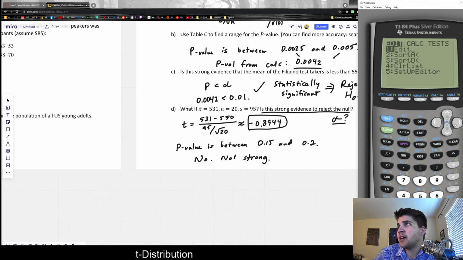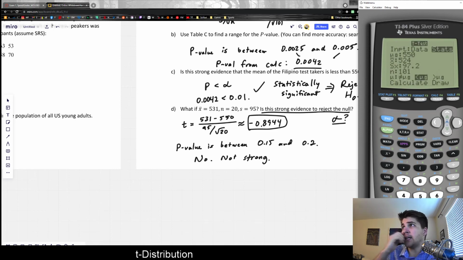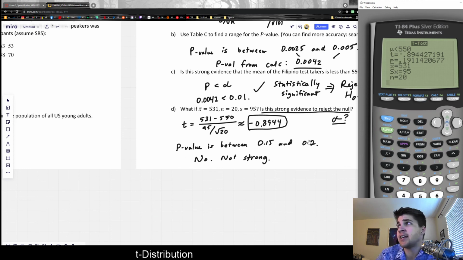Or if this bothers you, again, we could do this more accurately by running a t-test on the calculator and putting in all our parameters. So here we had a sample mean of 531, a sample standard deviation of 95, and a sample size of 20. And we could run through the calculation on here to figure it out more precisely. And with the calculator, we're getting a p-value more like 0.19, which is in between our range. But again, at the end of the day, not significant because it is not less than 0.1.